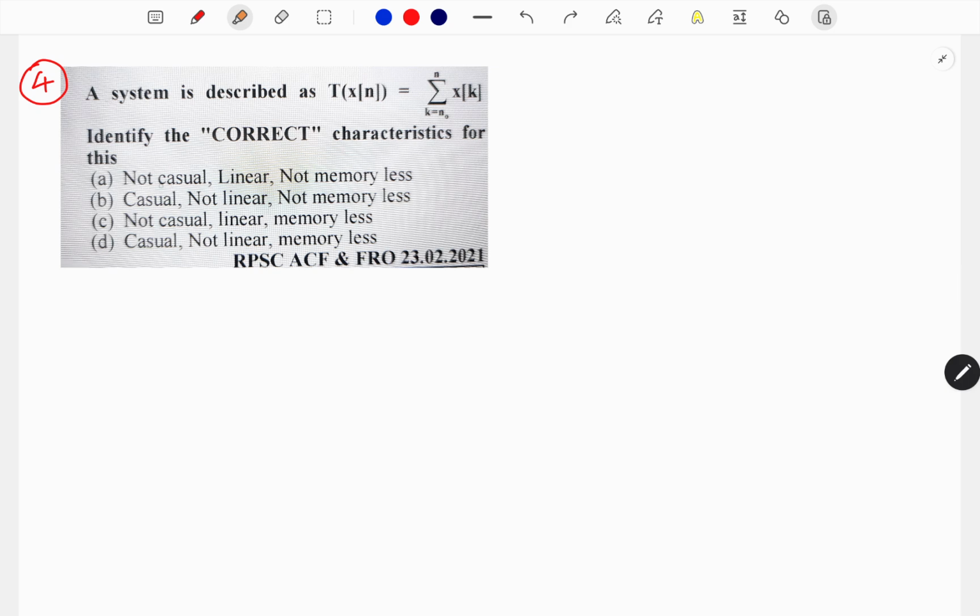Here he is asking about causality, linearity, and whether it is a memoryless or memory system. He is asking these three characteristics of the given accumulator. Now we will discuss what is causal, what is linear, what is a memory system.